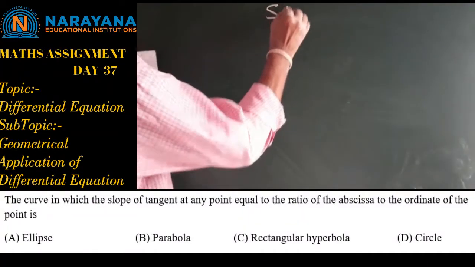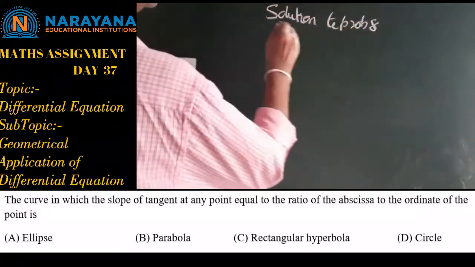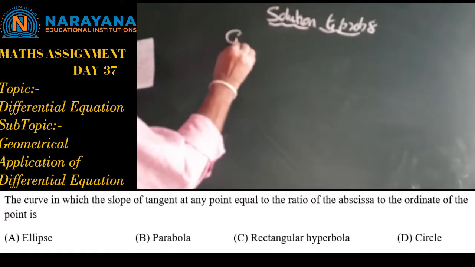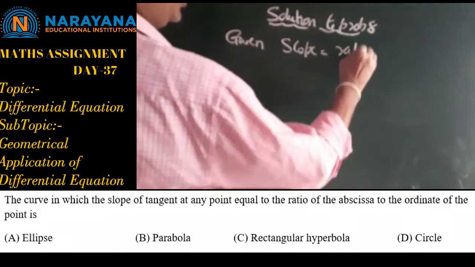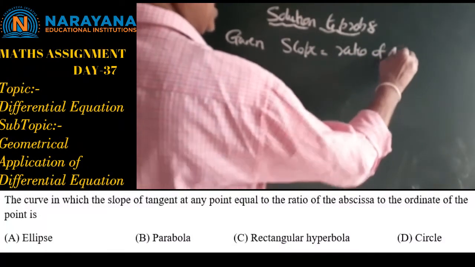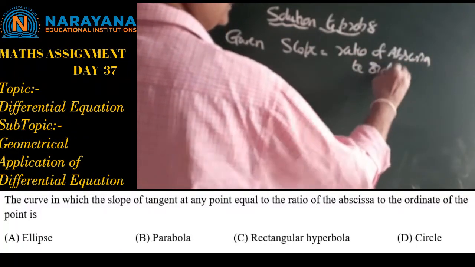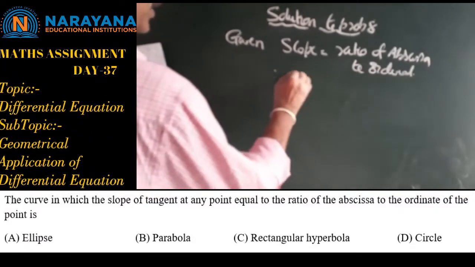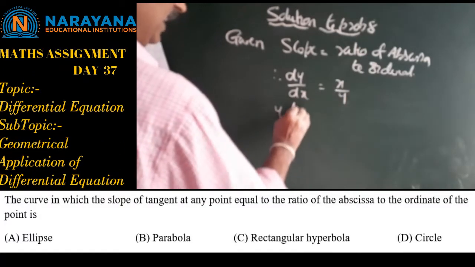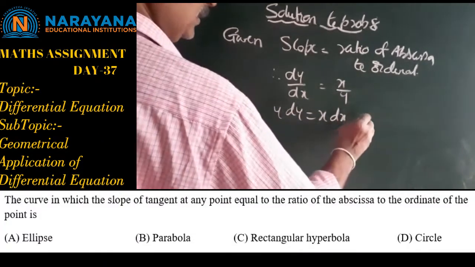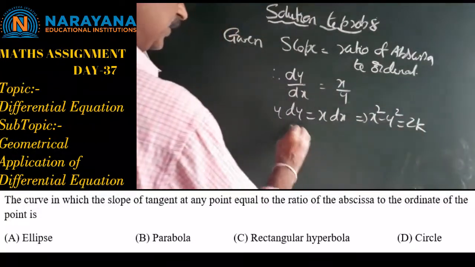Now, problem number 8. Given: slope equal to ratio of abscissa to ordinate. Therefore dy by dx is equal to x by y. So y dy is equal to x dx. So we will get x square minus y square equal to 2k. This is a rectangular hyperbola.